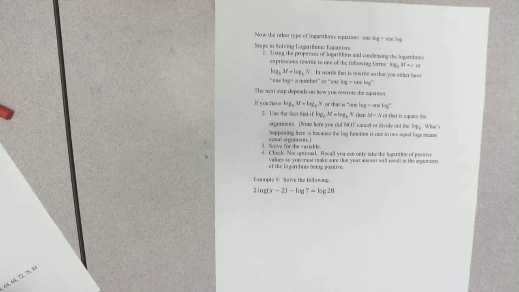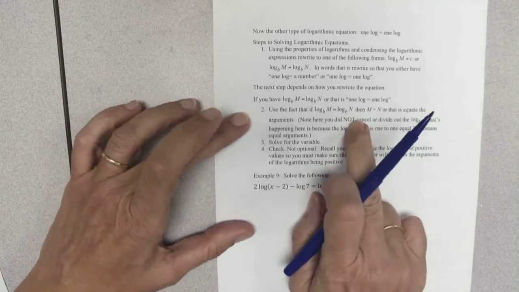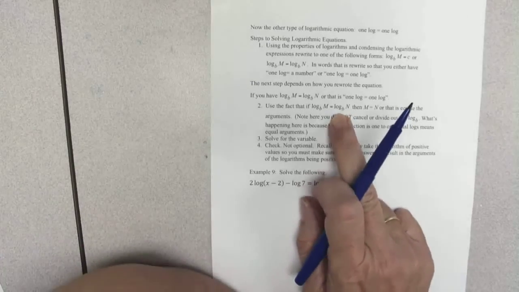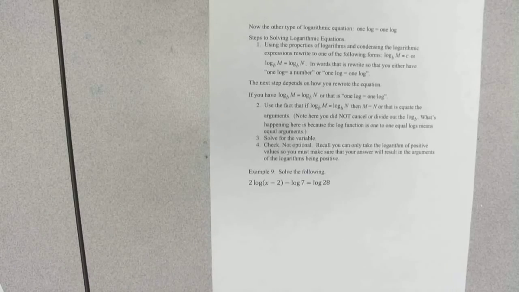So you still have to do rewriting, but this time the rewriting results in 1 log equal 1 log. When you have 1 log equal 1 log, then we're going to use the following fact here, that if log base b of m equals log base b of n, then m equals n, or that is, equate the arguments. That if you have 2 equal logarithms with the same base, then the arguments must be equal.